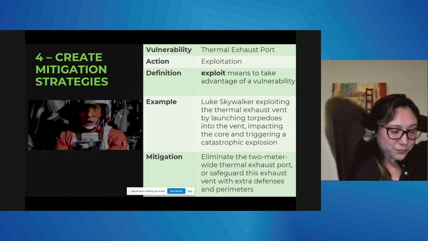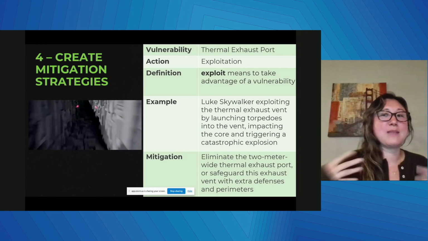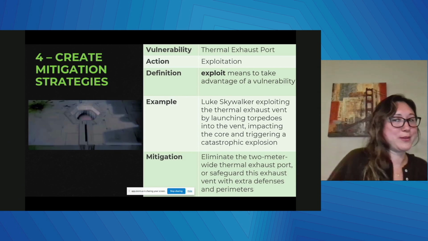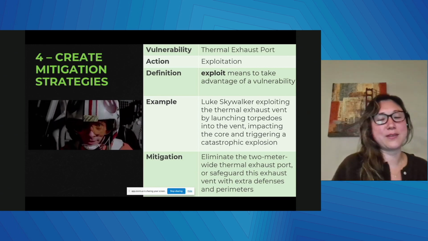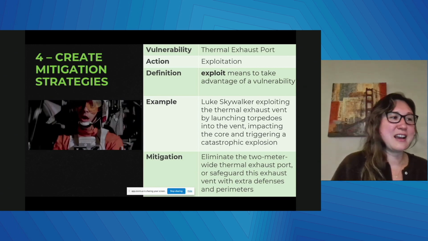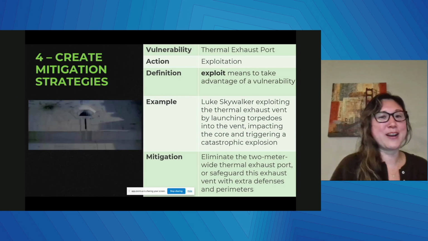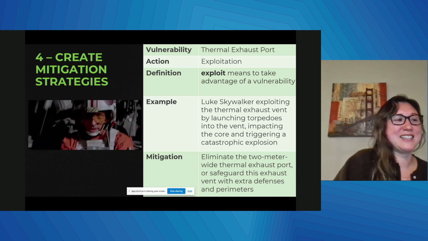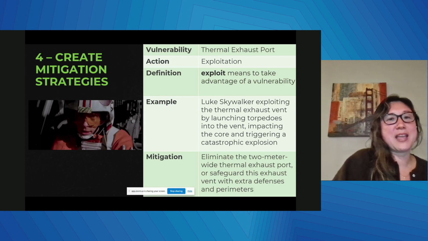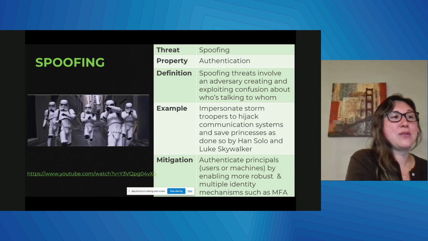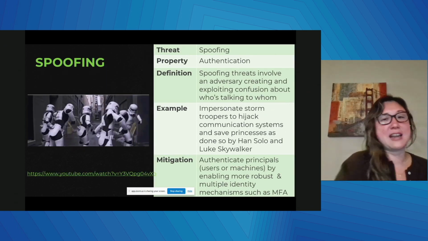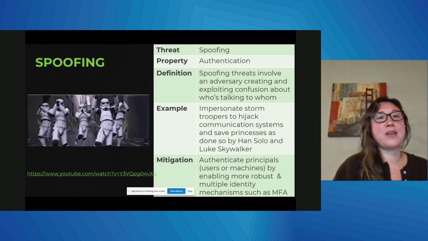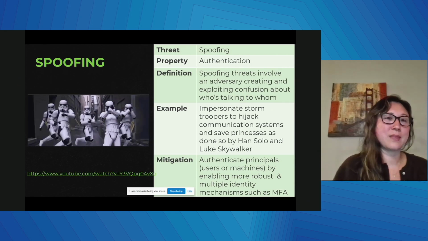This is really interesting because the mitigation here is potentially something like eliminating that 2-meter wide thermal exhaust port, or safeguarding this exhaust vent with extra defenses and perimeters. And there are really fun and different ways you can think about creating some of these mitigation strategies. Now let's jump into using STRIDE to see how we can have a better understanding of what STRIDE actually means, how we represent it, and what we can do within this universe.